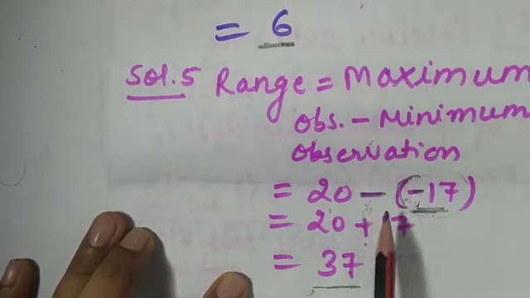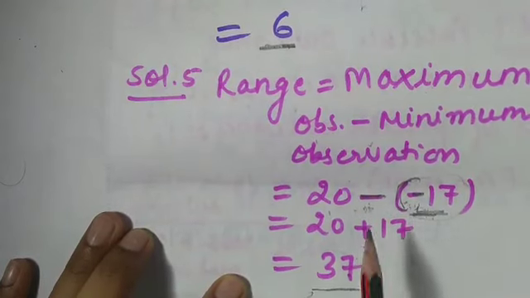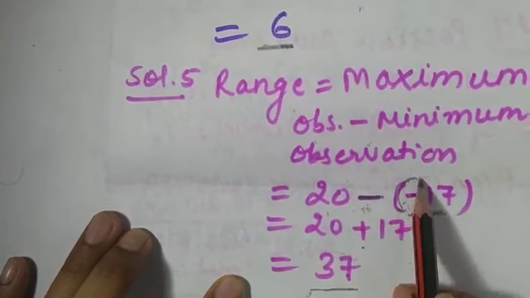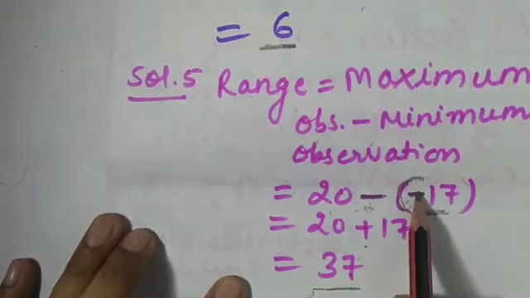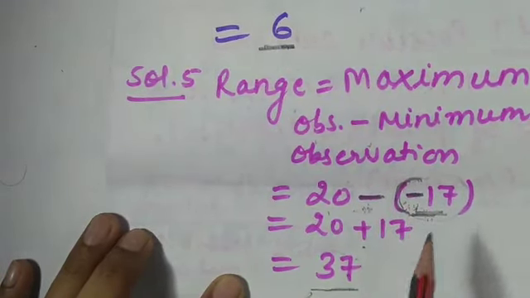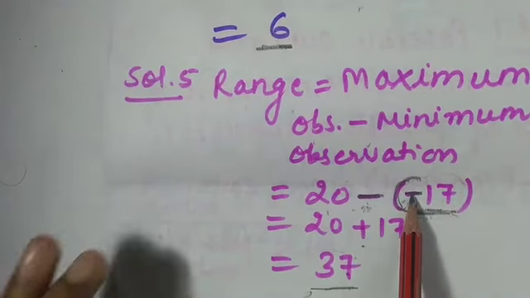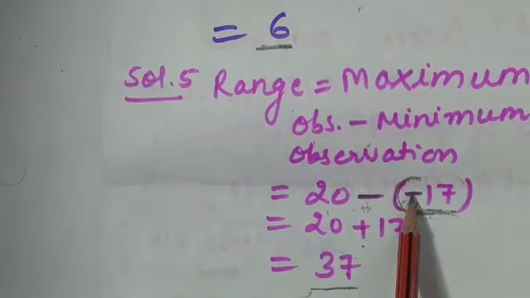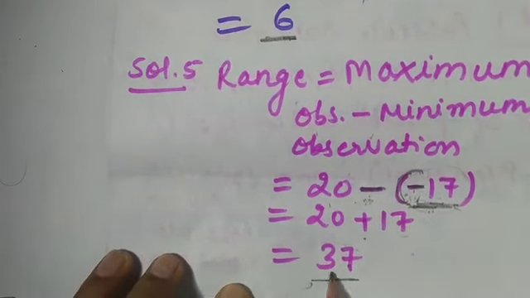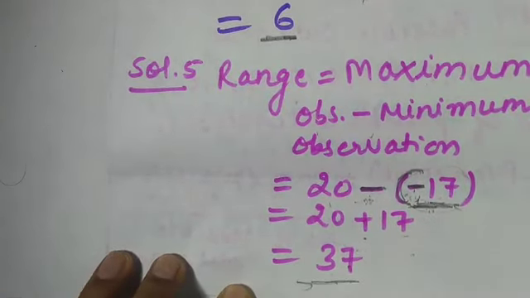Don't get confused in these two, because I have put the two negative signs. This is for difference and this is for the integer, because we have been given the observations as integers. So minus 17 is the minimum observation we have been given, and we have to find the difference. So 37 is the range.